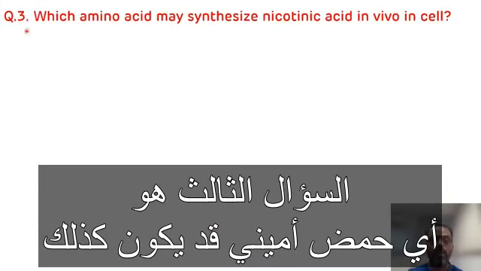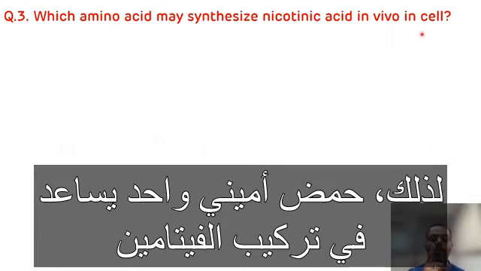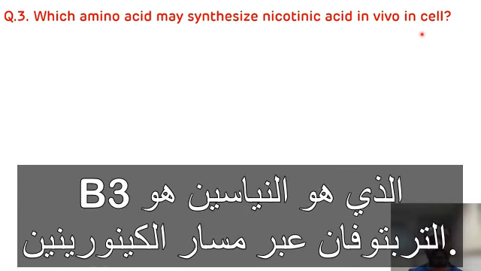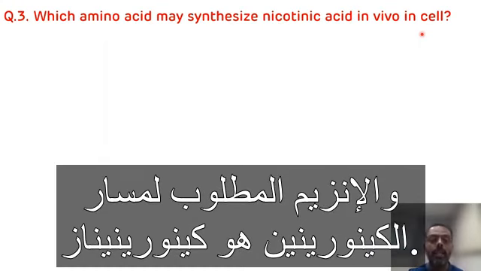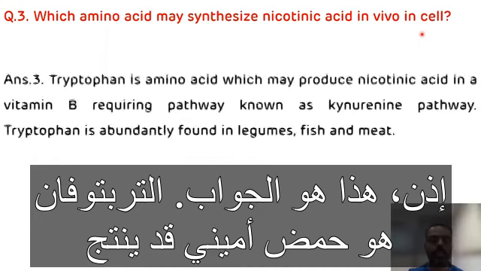The third question is, which amino acid may synthesize nicotinic acid in vivo in the cell? The amino acid which helps in the synthesis of vitamin B3, that is niacin, is tryptophan via the kynurenine pathway, and the enzyme required for the kynurenine pathway is kynureninase. So that is the answer.